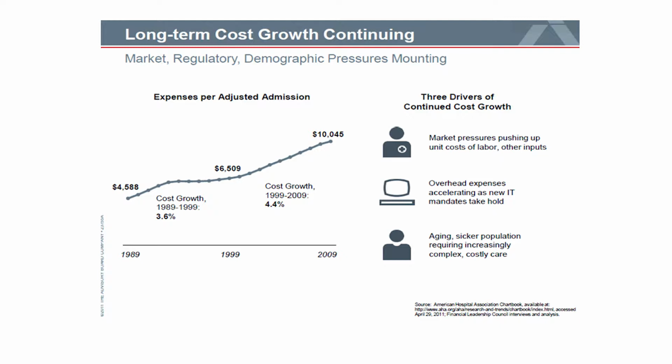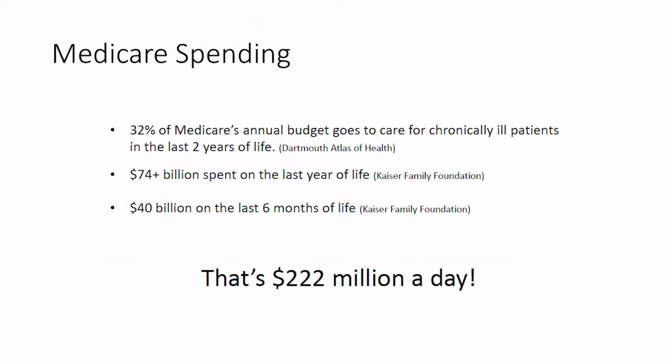So just to take a look at Medicare spending, 32% of Medicare's annual budget goes to care for chronically ill patients in the last 2 years of life. So that is approximately $74 billion that's spent on the last year of life. And of that $74 billion, $40 billion is spent on the last 6 months of life. That's $222 million a day.